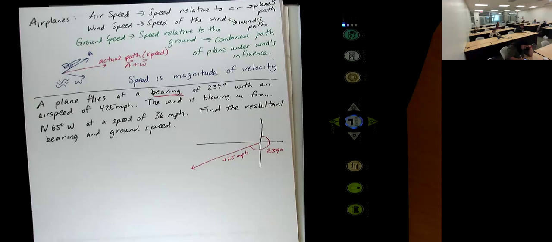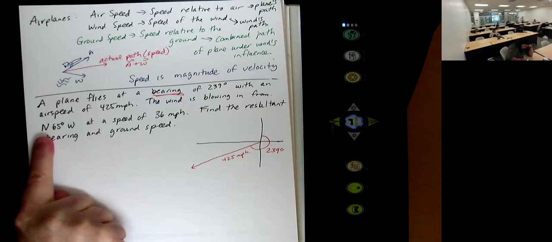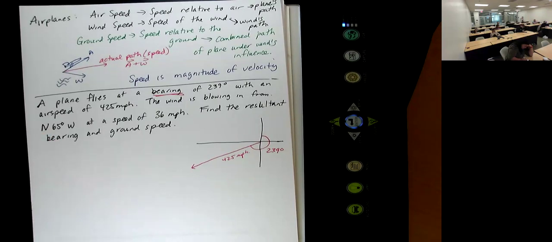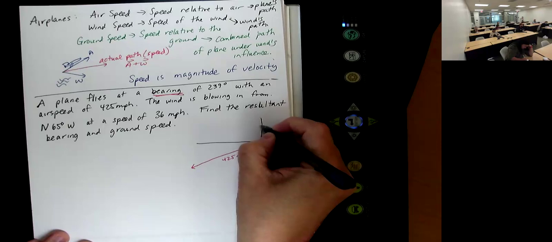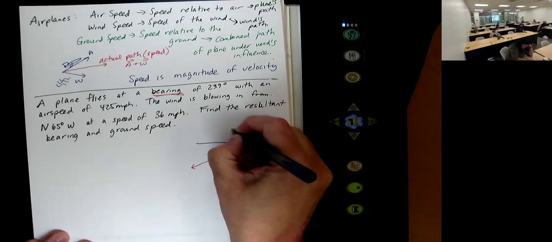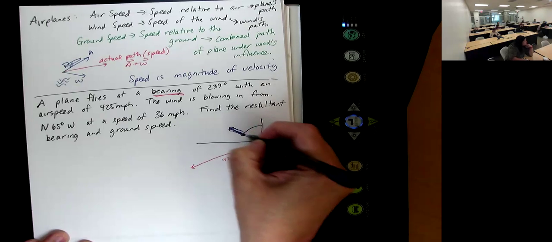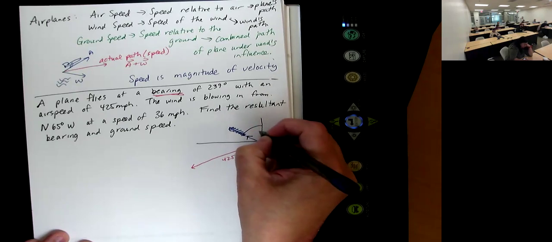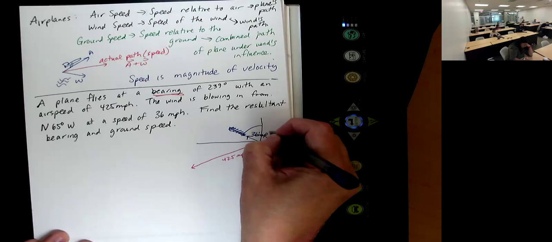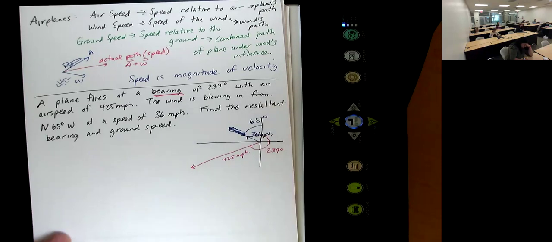I deliberately wrote them in different notations because they pop up all the time in different ways. So bearing is clockwise off of north. But when they do north by west or north by east, the first letter tells you which direction to start, and then which direction to rotate and how many degrees. So in this case, I'm going to rotate 65 degrees that way, in the west direction. I'm going to make this a lot shorter. This is a short vector because it's only 36 miles per hour compared to 425. And this was 65 degrees.